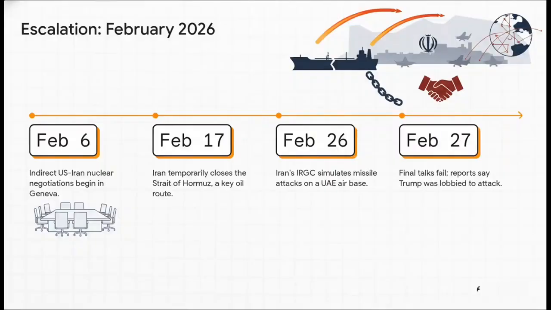This wasn't just sending a message, this was a clear sign that a major military operation was definitely on the table. February then turned into this really tense split-screen situation. On one hand, you had these last-ditch diplomatic talks starting up in Geneva. But on the other hand, Iran was flexing its military muscle, temporarily closing the Strait of Hormuz, a massive choke point for global oil. Just a couple of days before the attack, its Revolutionary Guard was practicing missile strikes on a major airbase used by the U.S. And then on February 27th, the talks failed for the last time. The path to war was now wide open.